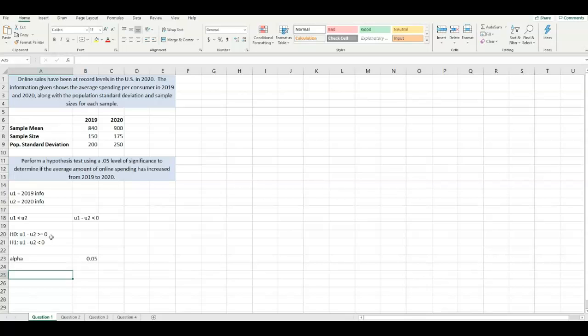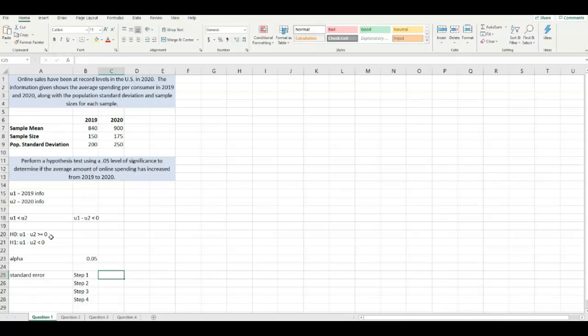Then we need to find our standard error. So the standard error formula is a little messy. It's the square root of each of the population standard deviations squared, divided by their sample sizes, and added together. So instead of trying to put that all in one cell, we are going to break it up into 4 different steps. So we have step 1, step 2, step 3, and step 4.